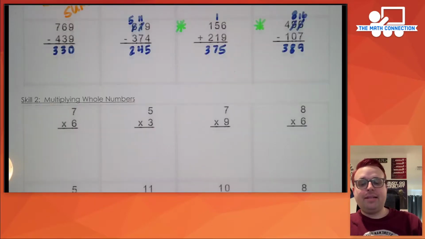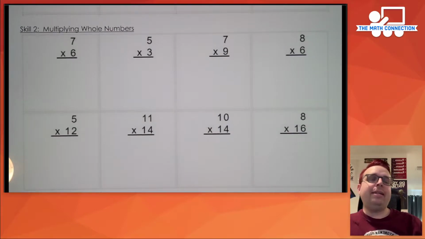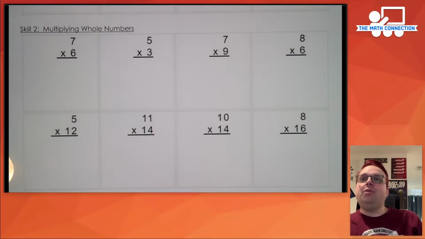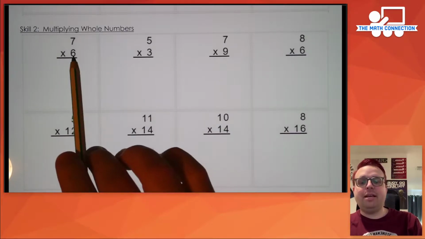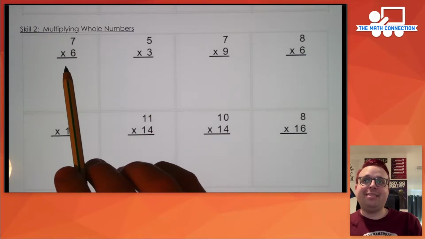Okay, next skill is multiplying whole numbers. So anytime that you're multiplying, you are basically just taking some value and you are adding it to itself the amount of times that's in the second value. So if I look at my first example here, I have the number 7 multiplied by 6. So I take 7 and add it to itself 6 times.